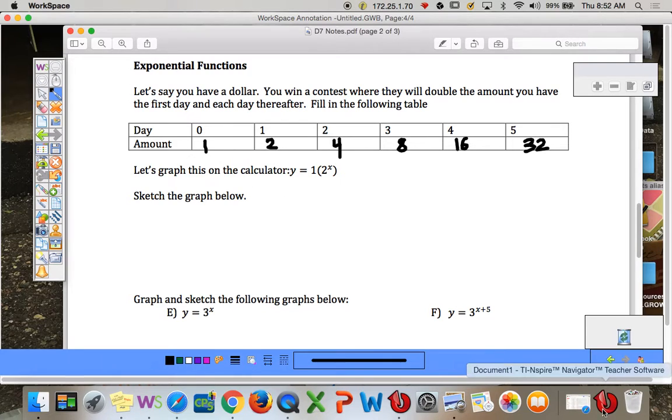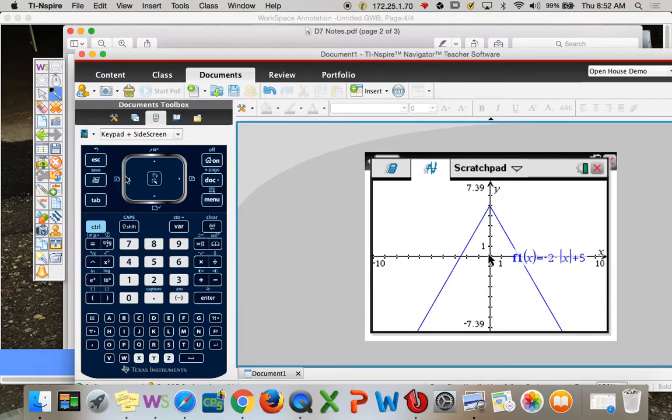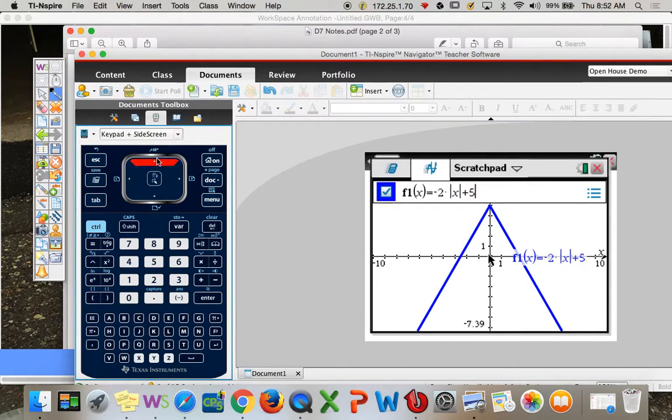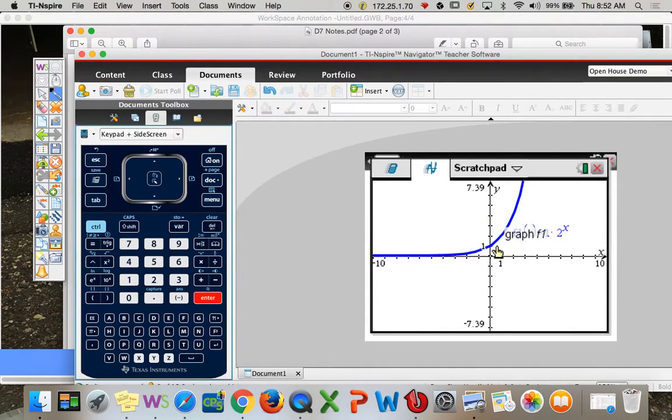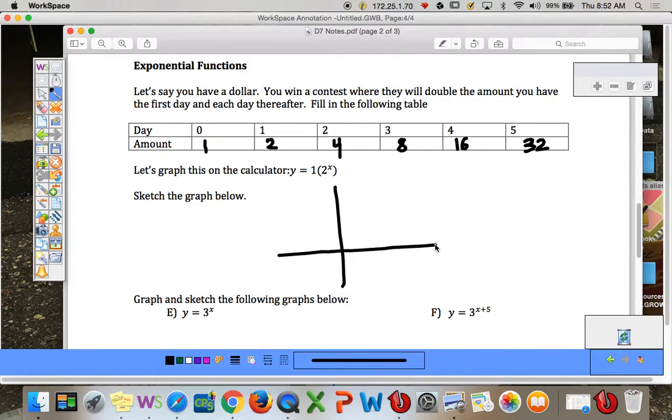Let's graph this on the calculator. Here's the equation for it. We start with 1 and it doubles every time. So again, I'll hit tab, delete this one. So we have the 1 and then the parentheses 2 to the power of x. Let's graph this. And we can see we start with the 1 and it doubles every time. So this is growing really quickly. This is called exponential growth. Sketch that graph below.